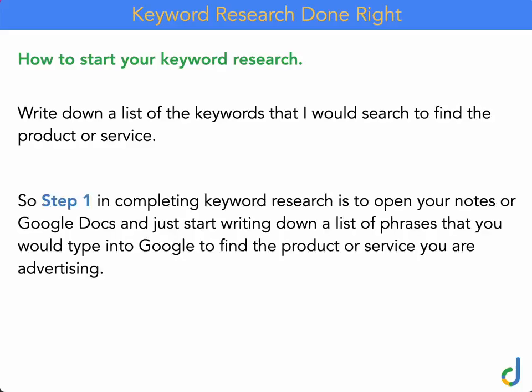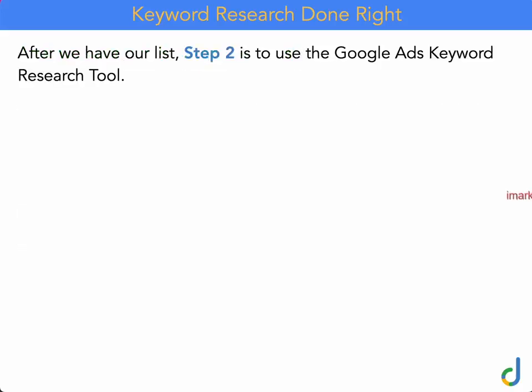So step one in completing keyword research is to open your notes or Google Docs and just start writing down a list of phrases that you would type into Google to find the product or service that you're advertising. And after we have our list, step two is to use the Google Ads research tool, the Google Ads keyword research tool.